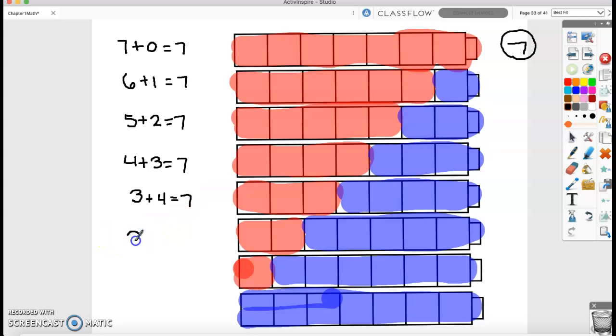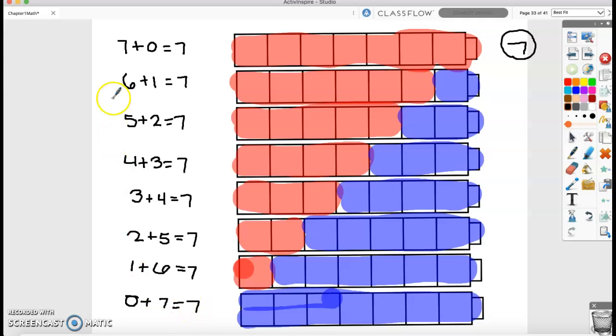This one is 2 blue plus 2 red plus 5 blue equals 7. This one says 1 red plus 6 blue equals 7. And this one has, let's make that a little bit better. This one has 0 red plus 7 blue equals 7.